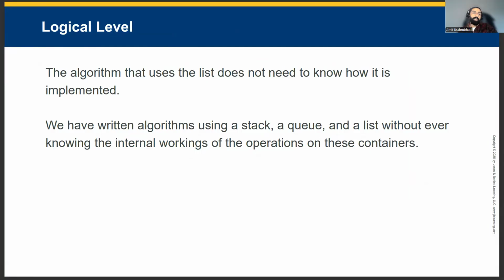Logical level. Here, the emphasis is on how algorithms operate at the logical level of abstraction. When we write algorithms using stacks, queues, or lists, we rarely think about how operations like push, pop, or insert are implemented. The logical level guarantees that these operations behave consistently. Even if the underlying internal representation changes, this separation frees programmers to design algorithms without needing to revisit or rewrite them when implementations evolve. It's a key principle in modular software development.